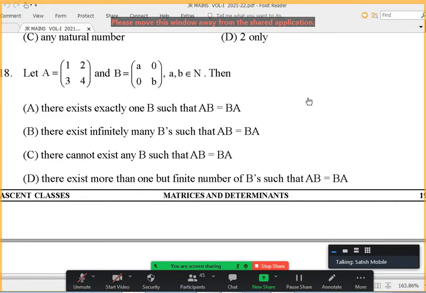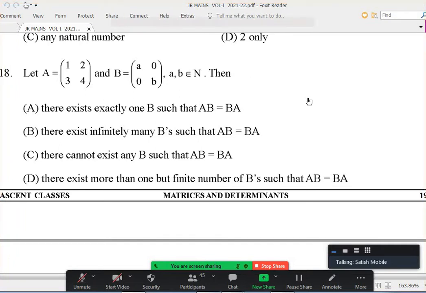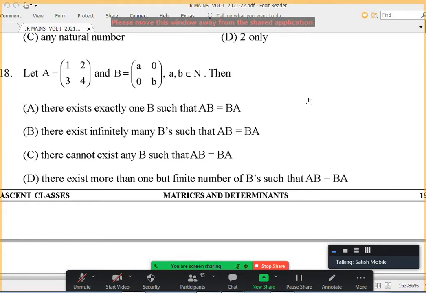Okay, coming to 18. One should not think B must be identity matrix. B can be even 2 times identity matrix, 3 times identity matrix also. Am I right? Yes, sir. In fact, you can really find AB, really find BA, and when you solve it, I think finally you will get A equal to B.